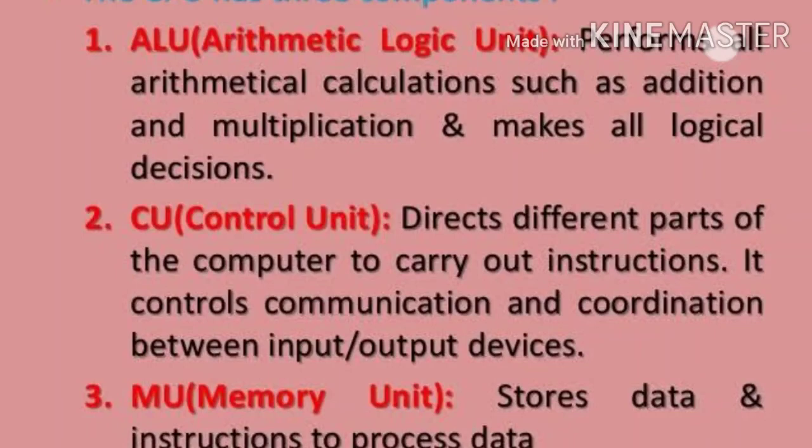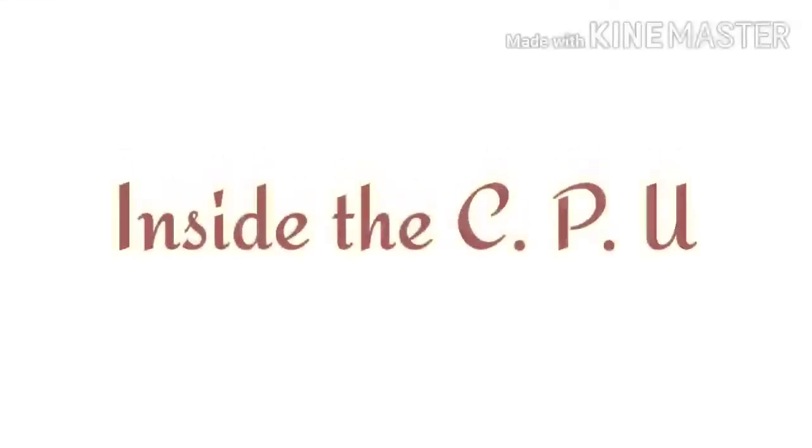Second, CU, control unit. The control unit coordinates all the operations taking place in the system. Third, memory unit. All necessary software and data need to be stored in the computer. This data is stored in the memory unit of the CPU.